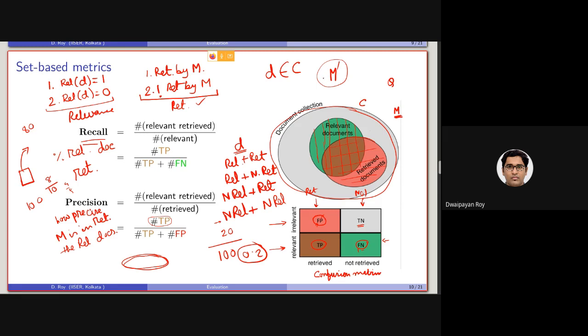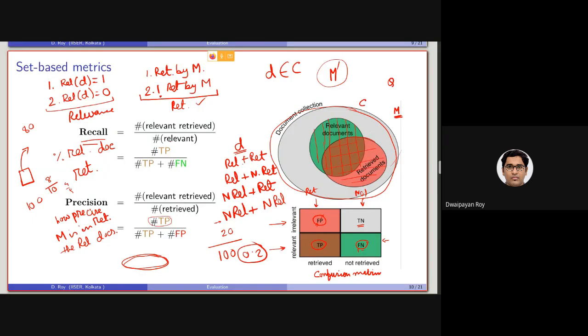Anyone at least try? It's a very easy question. Come on. I mean, this is the set of documents, and in this set of documents, the retrieval system is actually retrieving all the documents. Then what is the precision? What is the recall? First say what is the recall? Tell me. Anyone?